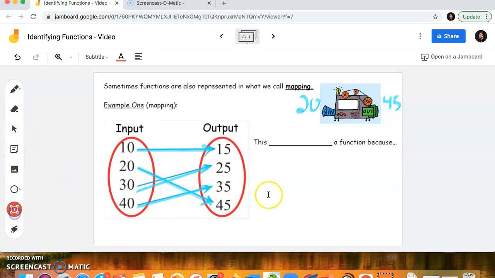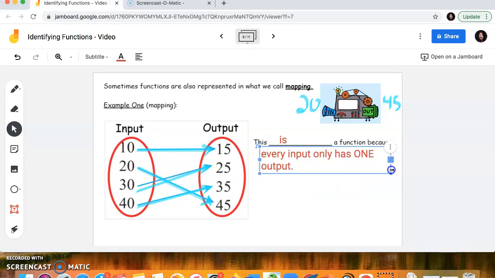So this is a function because every input only has one output. Again, I'm going to go to the next slide, so if I'm going too fast, go ahead and pause the video.